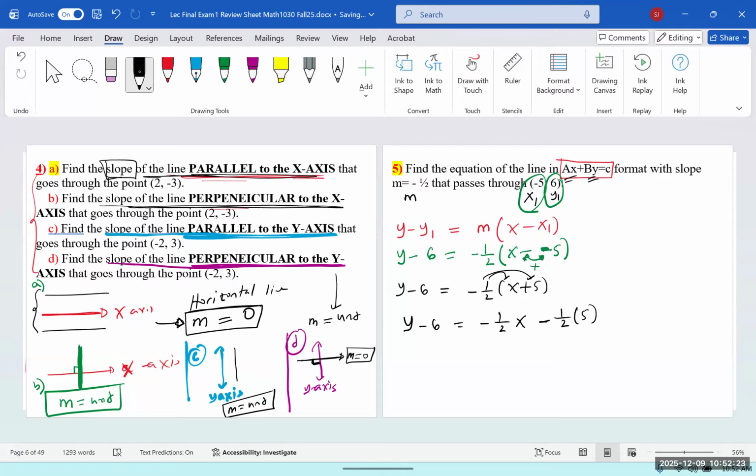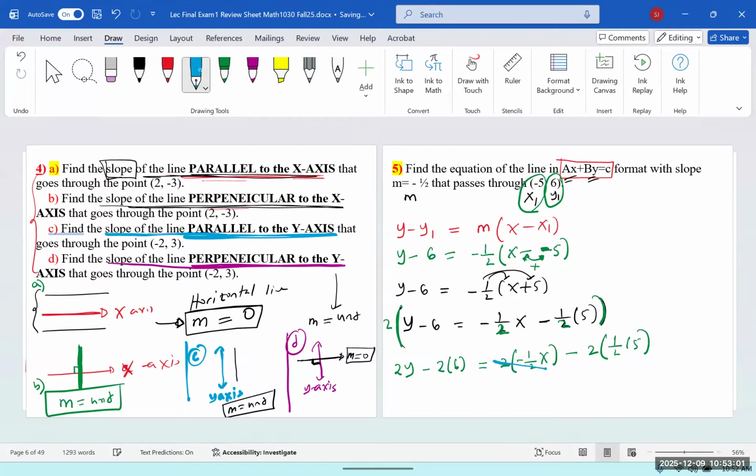And then since we don't like the denominators, if you want, you can get rid of the denominator now. To get rid of the denominator, you're going to multiply the entire equation by the denominator. So the denominator is 2, so you're going to multiply the entire equation by 2. So what do you get? You get 2y minus 2 times 6, and then 2 times negative 1/2 of x minus 2 times 1/2 of 5.